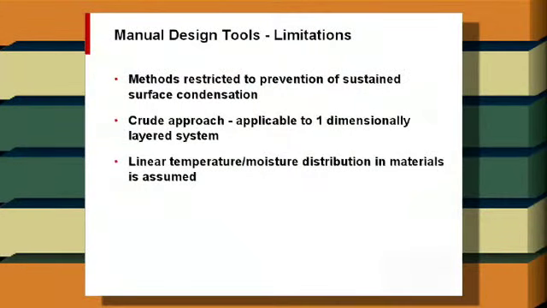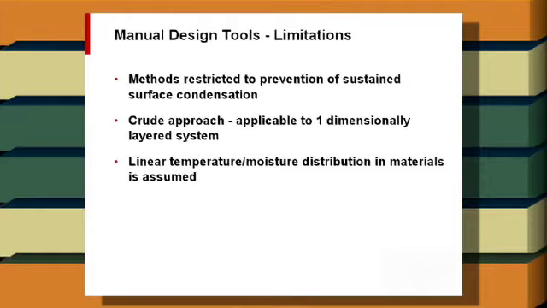The manual design tools have substantial limitations. For example, the dew point method is really restricted to prevention of sustained surface condensation. Right? If you determine the dew point somewhere, that's really all you can do with it. It's a reasonably crude approach because it's also just applicable to a one-dimensionally layered system. Right? When you do a dew point method, you're essentially applying it to an infinitely long, infinitely high wall under one condition once in its life. So the other problem is that it assumes linear temperature and moisture distribution.